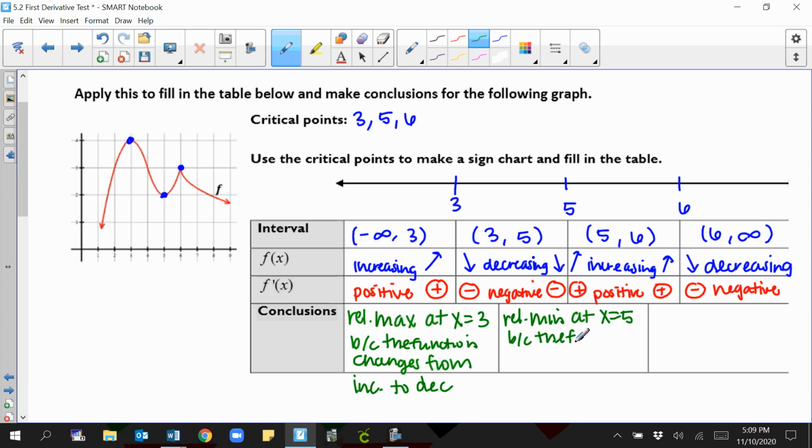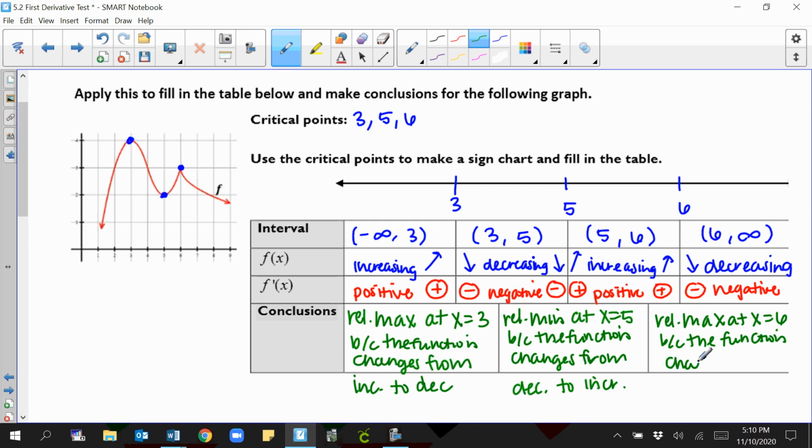because the function changes from decreasing to increasing. And over here, I'm going to say there's a relative max at x equals 6 because the function changes from increasing to decreasing.